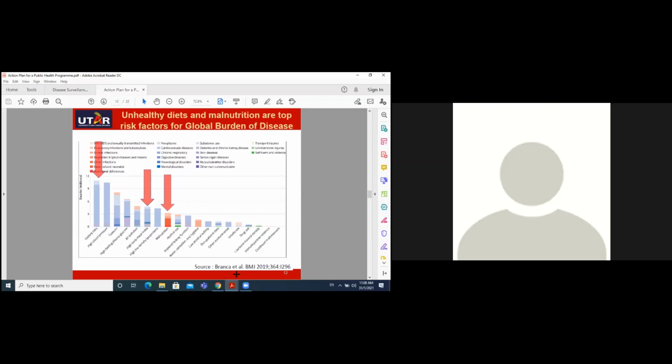According to Branca et al., 2019, unhealthy diet and malnutrition are the top risk factors for the global burden of disease, based on high body mass index and malnutrition. The most major one is the unhealthy diet. So unhealthy diet, high BMI and malnutrition are the top risk factors contributing to the global burden of disease.